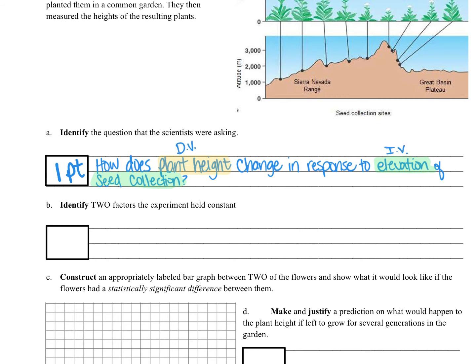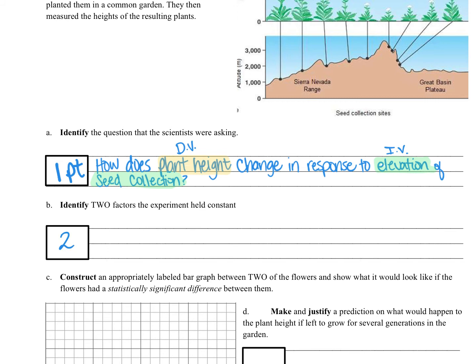It also sets it up so that you can easily make a prediction or hypothesis. Does plant height increase, decrease, or is it unaffected by the elevation at which it was collected? For part B, you're asked to identify 2 factors in the experiment that were held constant. So since you're asked to identify 2 factors, this will be worth 2 points.